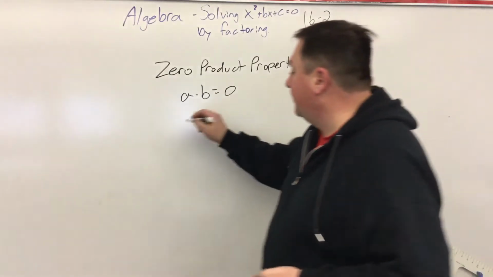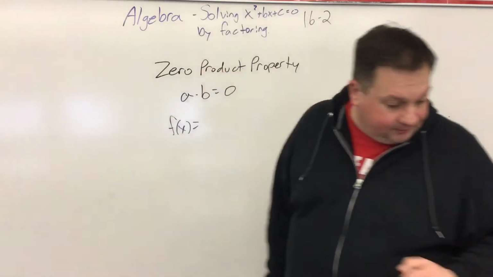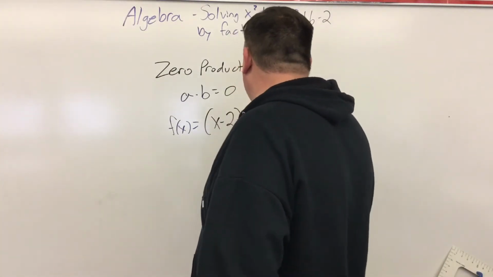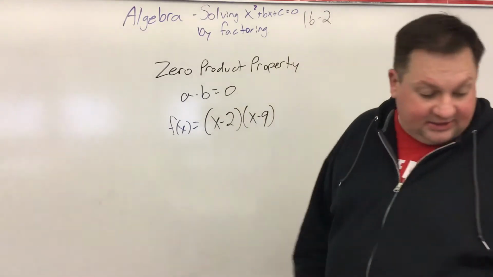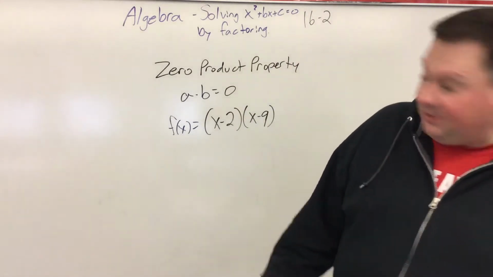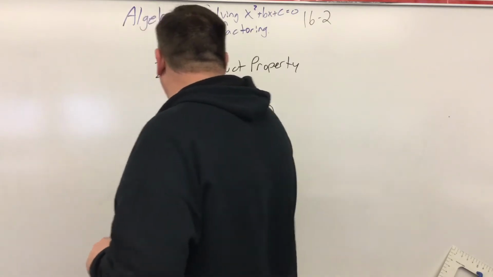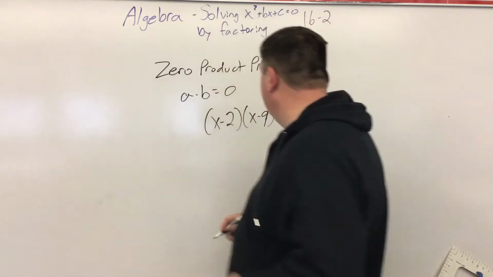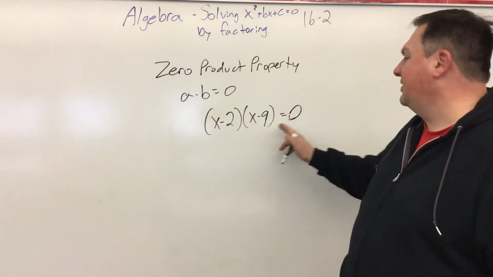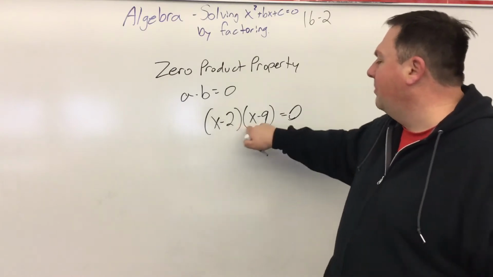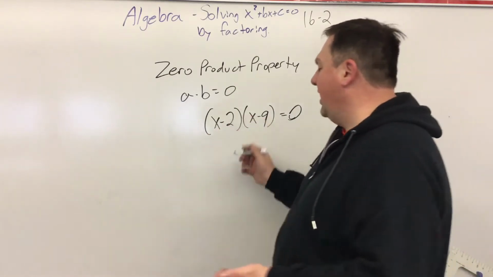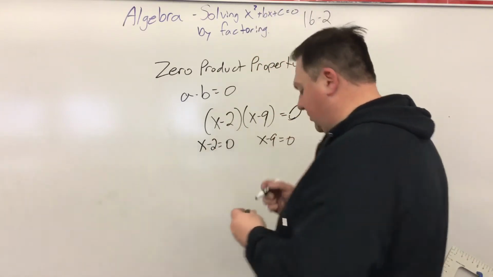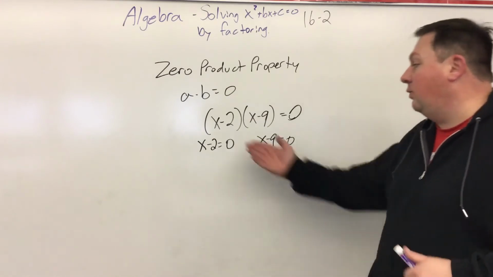So if we have f of x equals x minus 2 times x minus 9, if we want to apply the zero product property, you want to set f of x equal to 0. So instead of this, put in a 0. It doesn't matter, you can put it there or you can put it here. It's up to you. Now if x minus 2 times x minus 9 equals 0, one of these binomials must be 0. So let's see what your x could equal. You're going to have x minus 2 equals 0 and x minus 9 equals 0. By doing this, we can find out which one of these is 0.